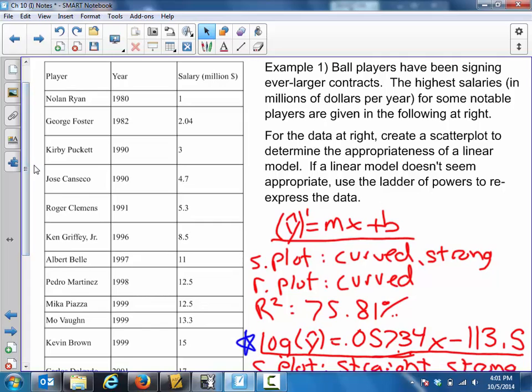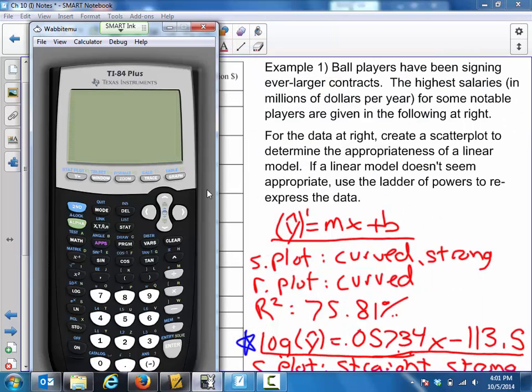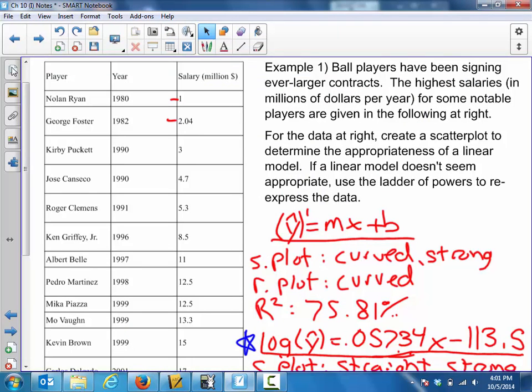Okay? If you're given data, let's make this more contextual. Let's say, now I know this won't make sense, but let's say your salary in millions was negative, okay? You had Nolan Ryan being paid -$1 million, George Foster being paid -$2.04 million. Just add some number to your y values so that they're positive, big enough that you're not going to have problems when you're using the ladder of powers. And that's all I'm going to say about that for now. I want you guys to see that in context next class.